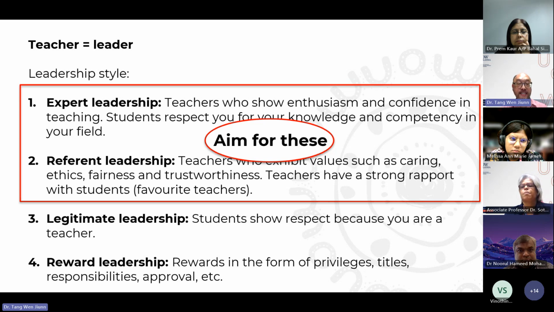So leadership first is ourselves. Make sure when we are in the class, we project ourselves in a way that the students will respect us because of what we are teaching. We are very knowledgeable. We are confident with what we are teaching them. At the same time, we respect them as students. We show that we care about their performance in the class and things like that.